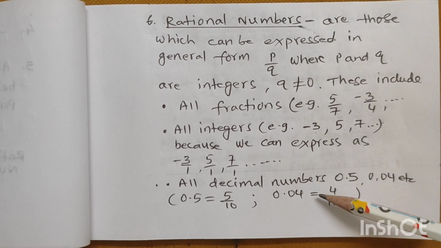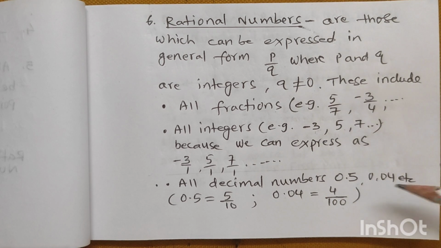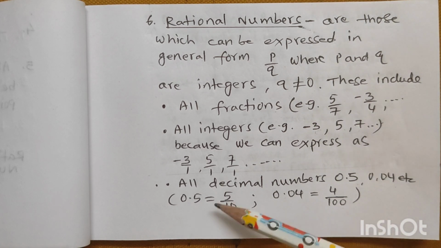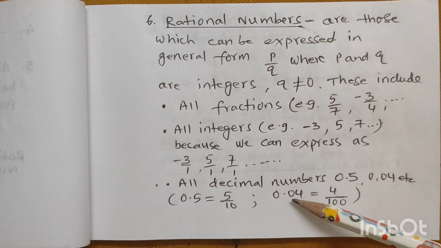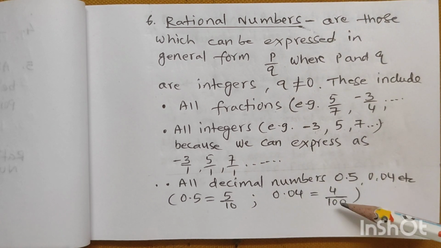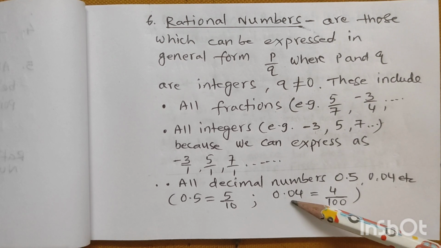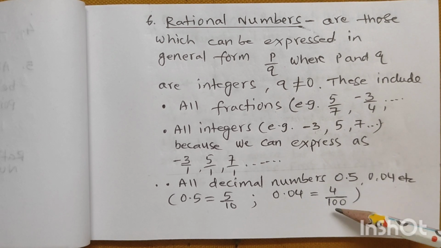All decimal numbers, for example 0.5, 0.04 and so on. 0.5 can be written as 5 by 10. 0.04 can be written as 4 by 100. We know after decimal there are 2 digits, so 4 divided by 1 and 2 zeros.